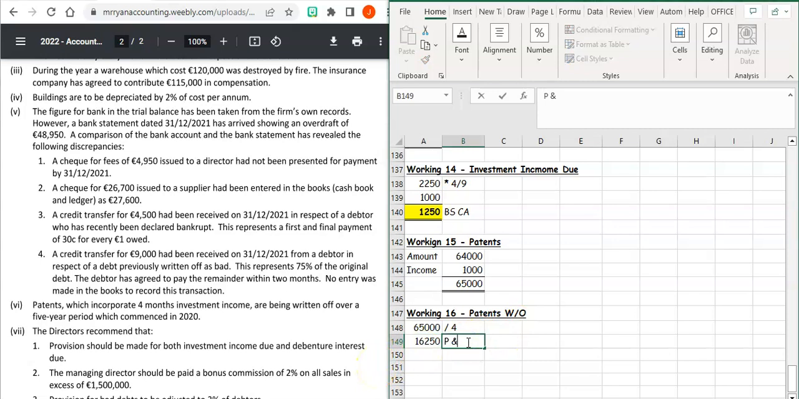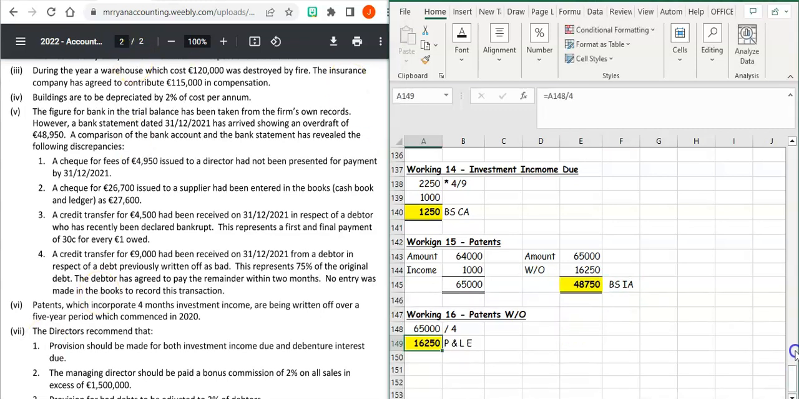That's an expense that goes into a profit and loss account, and it goes underneath administration. Because we're writing our patents off by 16,250 each year, that means that the value of our patents at the end of this year is going to change. So we know that the amount of our patents is 65,000 at the start of the year. We have to write it off by 16,250. So that means that the value of our patents at the end of the year is going to be 48,750. That goes into your balance sheet as an intangible asset.